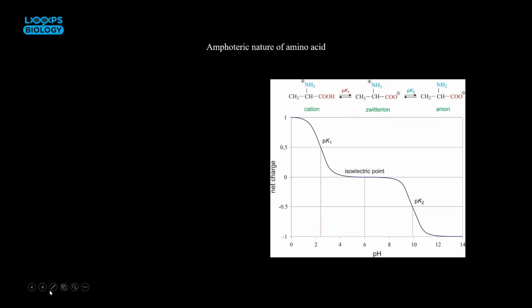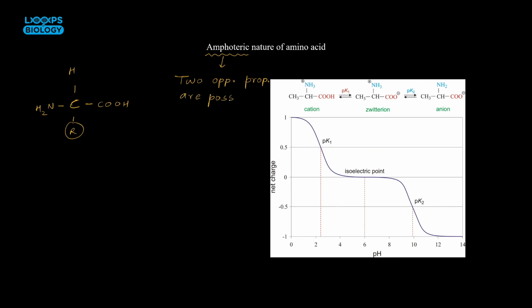So let's move to what is amphoteric nature of amino acid. If I'm talking about the normal structure, then your amino acid is comprised of C, then there is NH2, then there is COOH group as amine and acid group. One is hydrogen and one is R group. The R group is changing according to your 20 amino acids. So whenever I'm talking about amphoteric nature, that means two opposite properties are possessed by one amino acid itself.